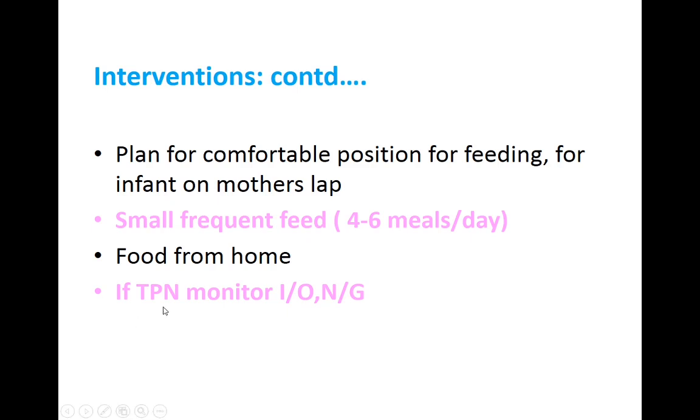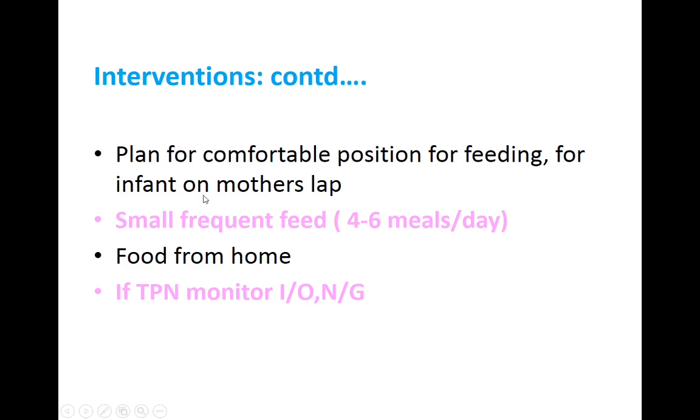Next, plan for a comfortable position for feeding. For example, for an infant, on the mother's lap, because this matters. You might be thinking this is not important, but this is important. The emotional aspect of it: you have the food in front of you, somebody will be angry with you at that point of time, and offering the food, you may not feel like swallowing. You may not feel like eating, and that has an effect.